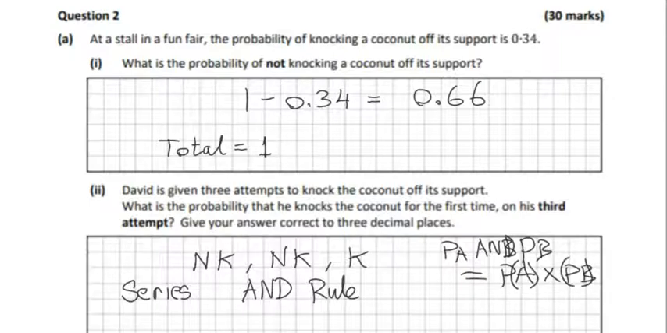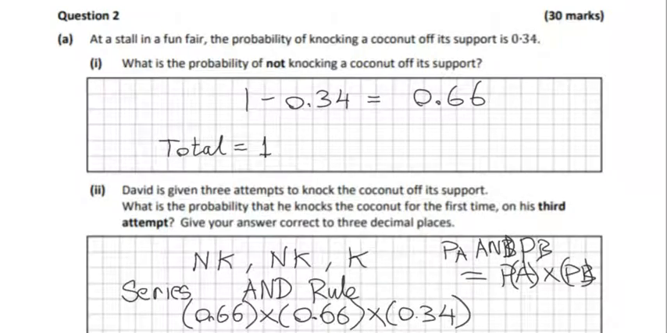Let's put it all together. So the first one is a miss, so 0.66. The second one is a miss, or it's not knocked off. And finally then, it's going to be a hit, 0.34. And that will give us an output of 0.148 rounded to 2 decimals. Okay, next one.